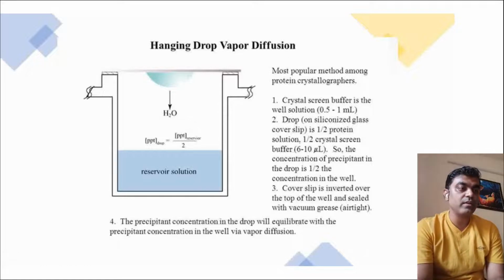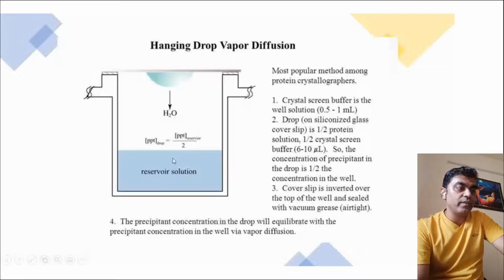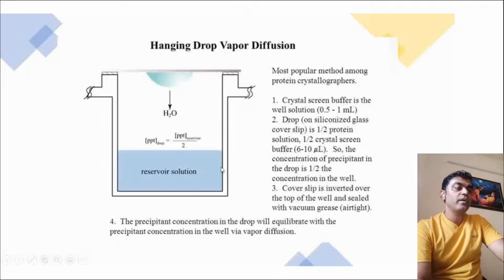Right, so it is very simple. You have to take a siliconized glass cover slip, add a drop of protein solution on it, add an equal volume of the reservoir solution to this drop, and then put it upside down over the closed well or reservoir and airtight it, seal it with grease. Keep it at room temperature, and gradually the precipitant concentration in the drop will equilibrate with the precipitant concentration in the well by vapor diffusion, and then the crystallization will take place.